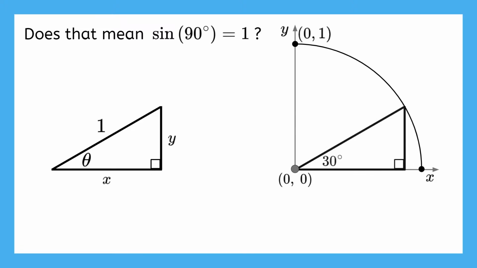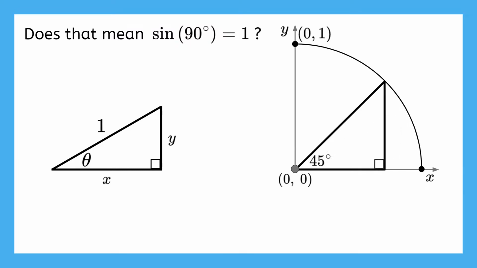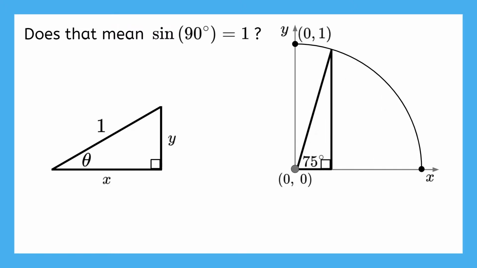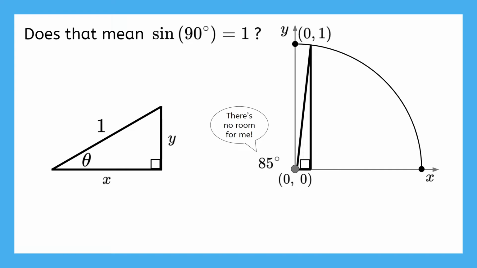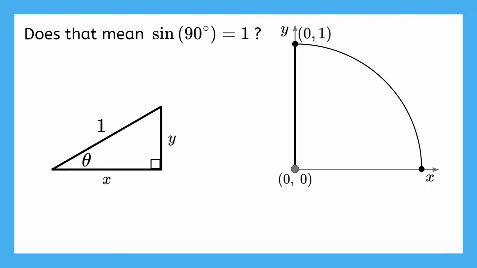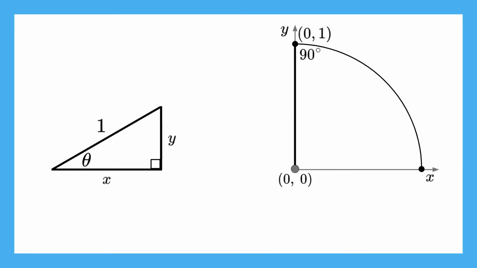Let's start with this 30-degree triangle on the unit circle and see what happens when we try to increase that angle up to 90 degrees. Here's 45, 60, 75, 85, 89, 90? We don't even have a triangle anymore. It's completely thin. It's just a line. So why did this happen?